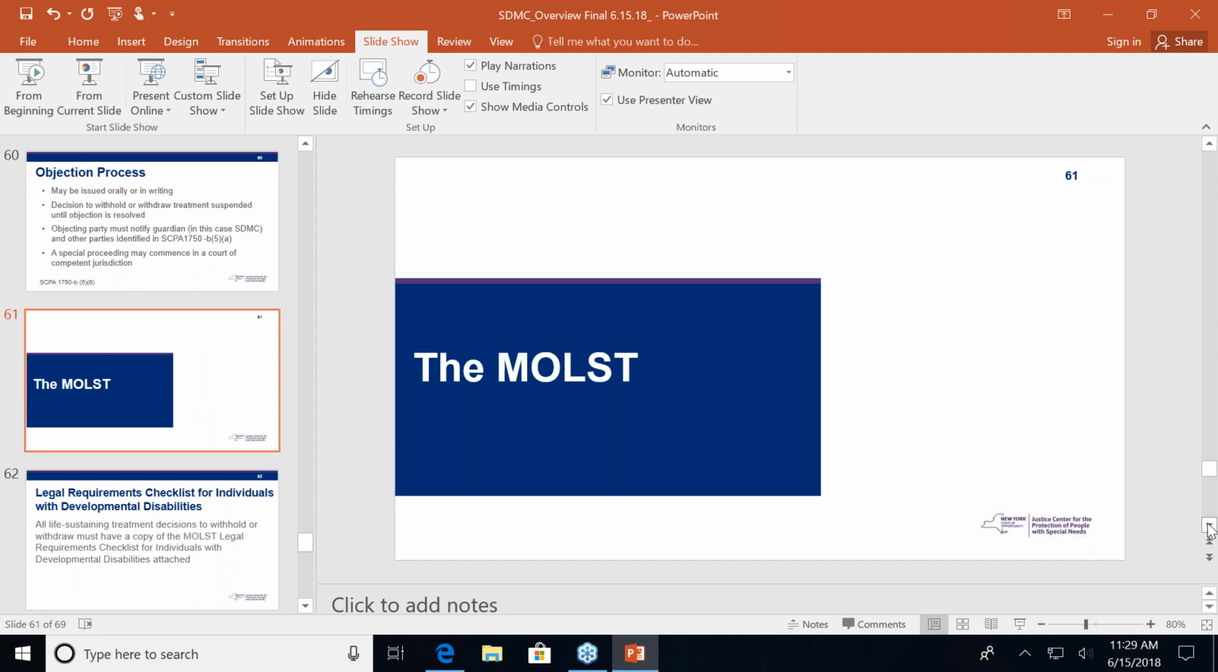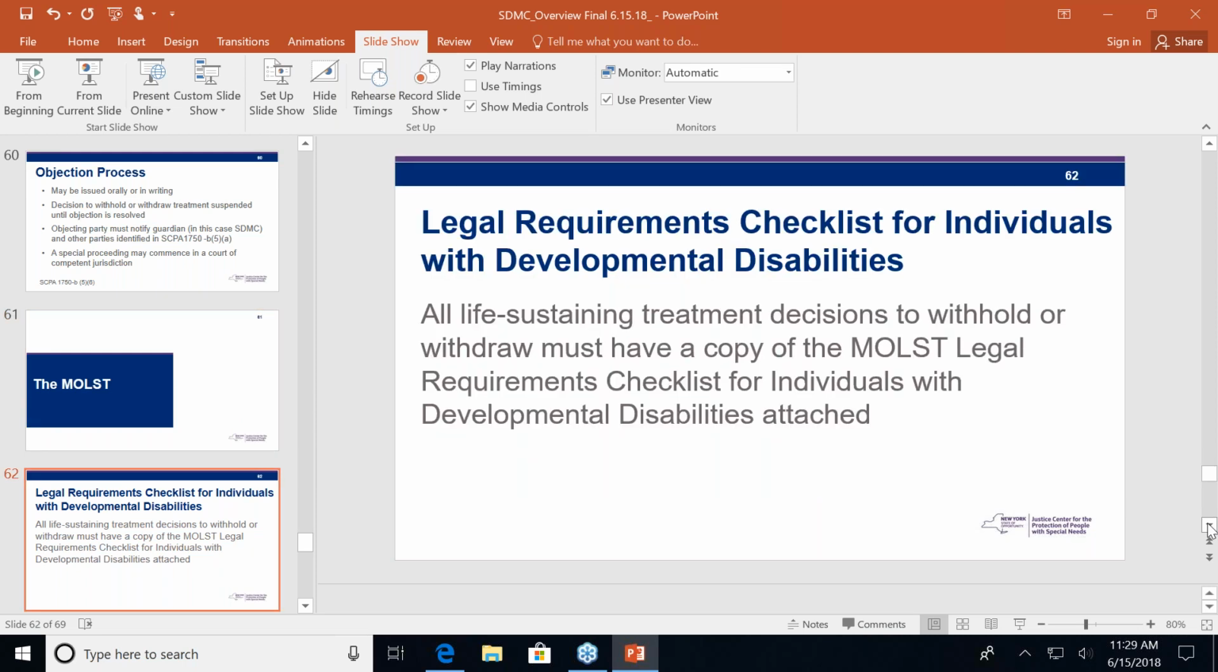So I'm going to talk a little about the MOLST. I know we're almost out of time, but just bear with me. This is the legal requirements checklist for individuals with developmental disabilities. Any life-sustaining treatment decision to withhold or withdraw must have a copy of the legal requirements checklist for individuals with developmental disabilities attached.